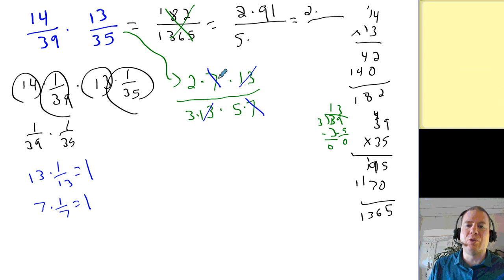And 1 times 2 is 2. 1 times 2 is still 2. I have 2 times 1 times 1 times a third times a fifth. 3 times 5 is 15.